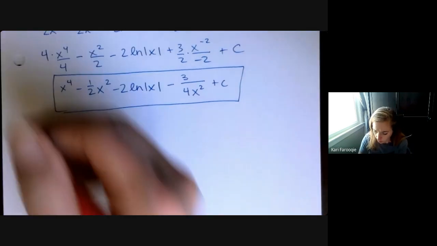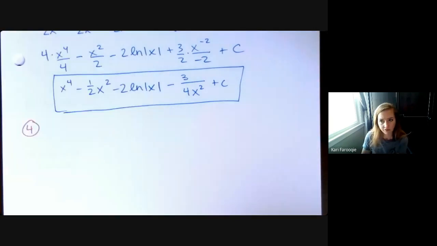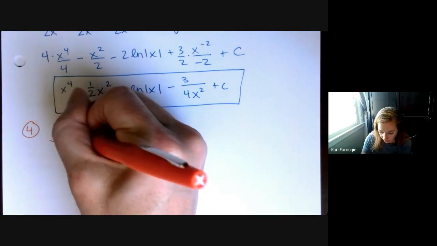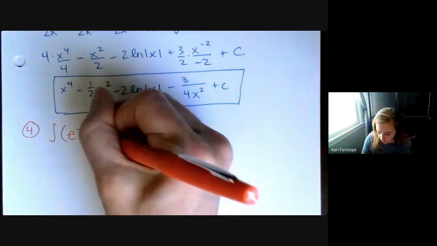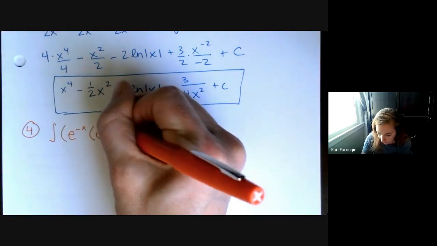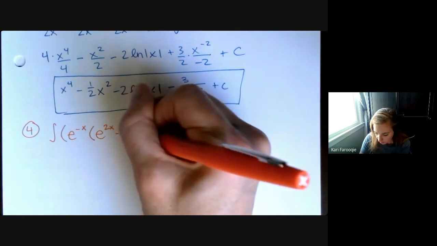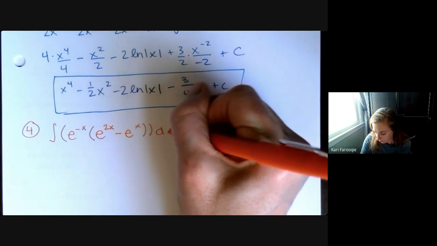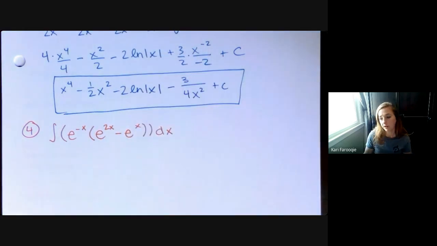So number 4, we have not talked a lot about exponentials, so let's do that now. This is e to the negative x times e to the 2x minus e to the x dx. I probably put in an extra set of parentheses there that's making this look worse.